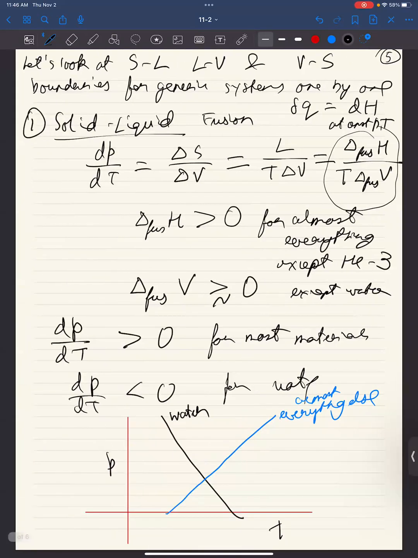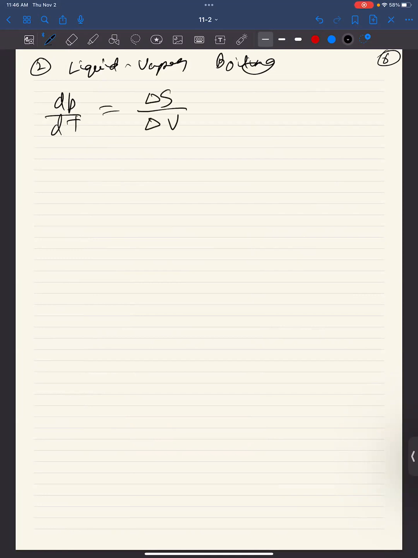So that's the solid-liquid. Now let's go to liquid-vapor. Liquid-vapor is known as boiling, right? Same deal: dP by dT is equal to delta S by delta V. Now the enthalpy will be the enthalpy change in vaporization, or in boiling, divided by the temperature at which boiling is happening, divided by the volume change during boiling.